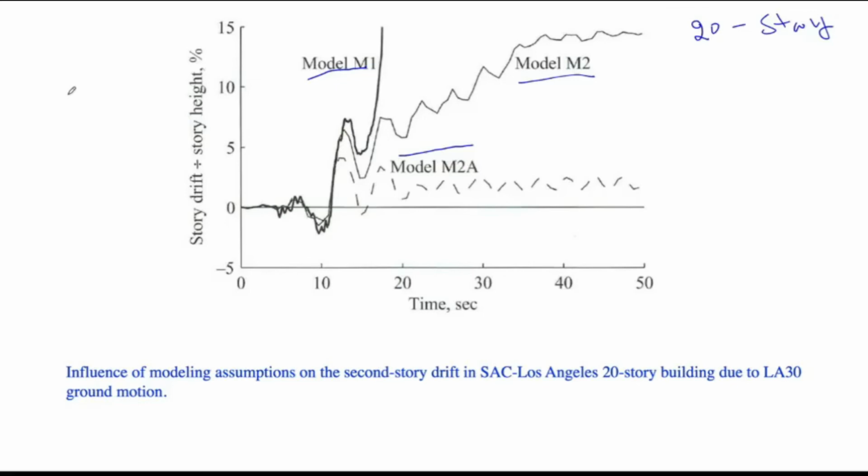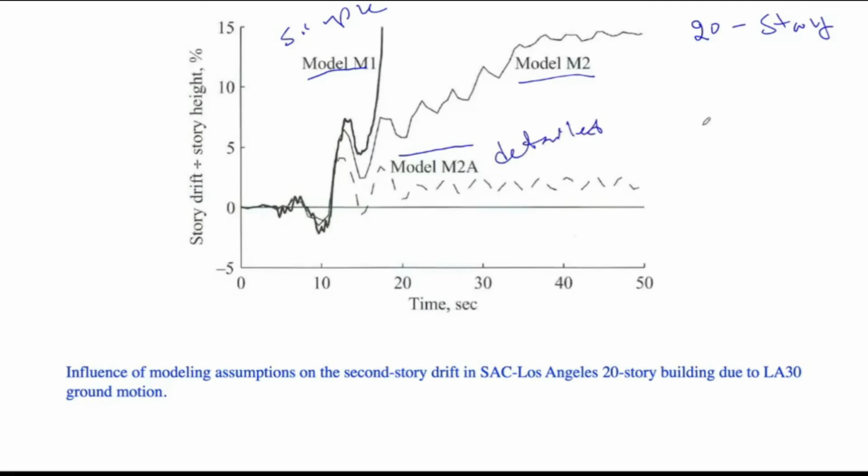But the third model is the extension of model 2. That's why it is called model 2A. The only difference is that it also includes the other sources of stiffness and strength, and also includes the effect of the floor slab and so on. So this is the simplest model, the simple one. And this is, you can say, the more detailed one.